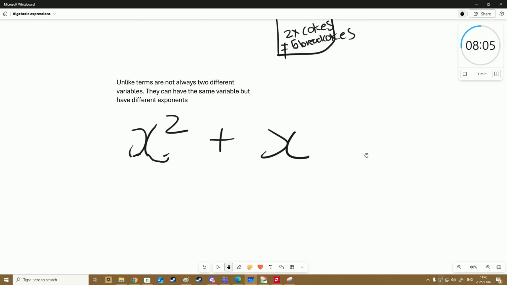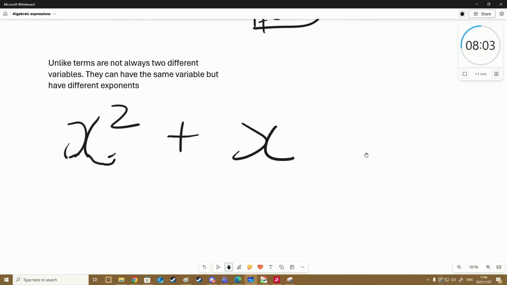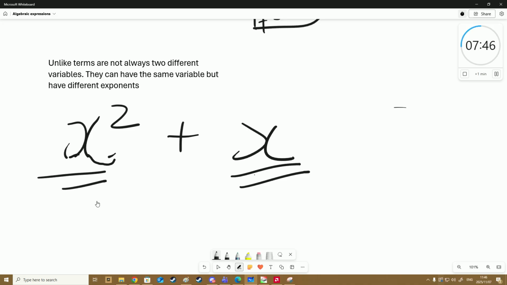Alright. So beyond that, unlike terms are not always two different variables. They can have the same variable but have different exponents. So this is where it gets a little confusing, because you're going to say, these two variables are the same. This is an x and this is another x. Why can't I add these two together?